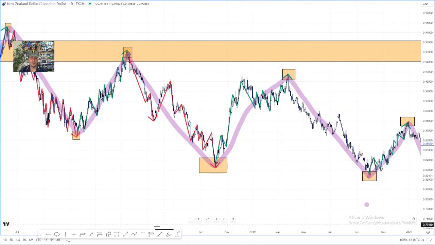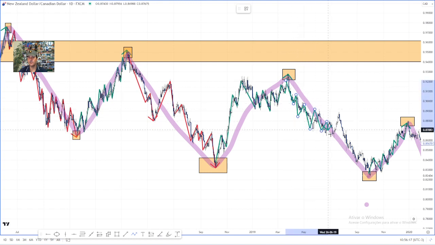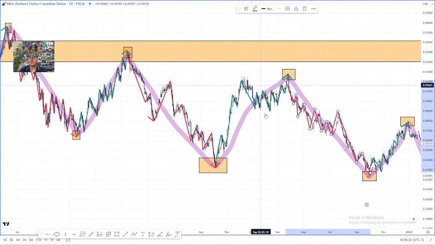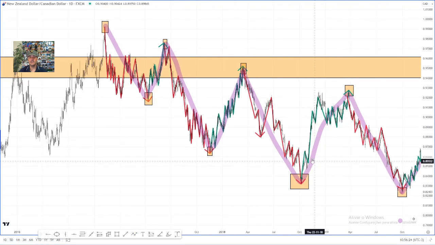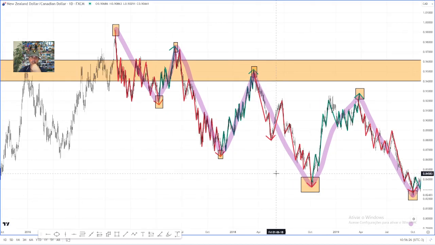And lastly, this was the downtrend: lower lows, lower highs, lower lows, easy to spot, easy to chart too. Okay, this is the NZDK daily chart.